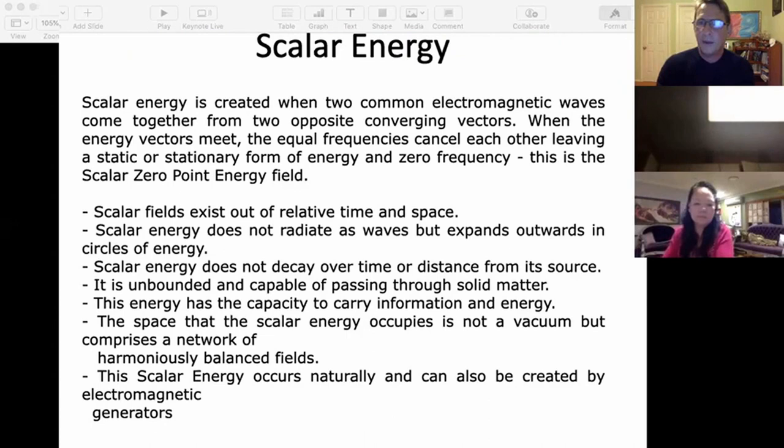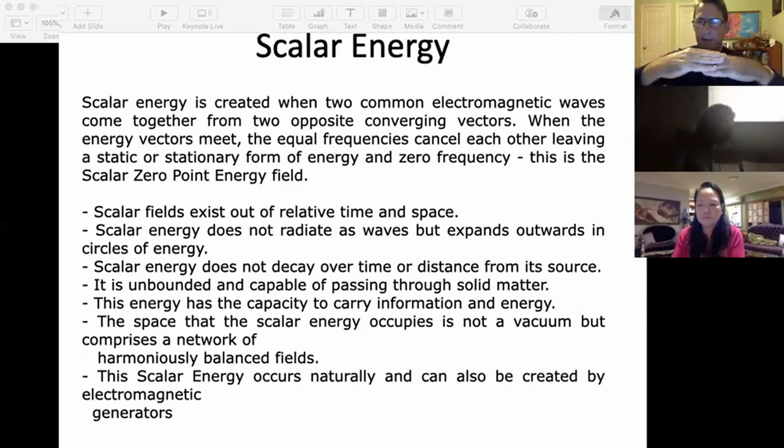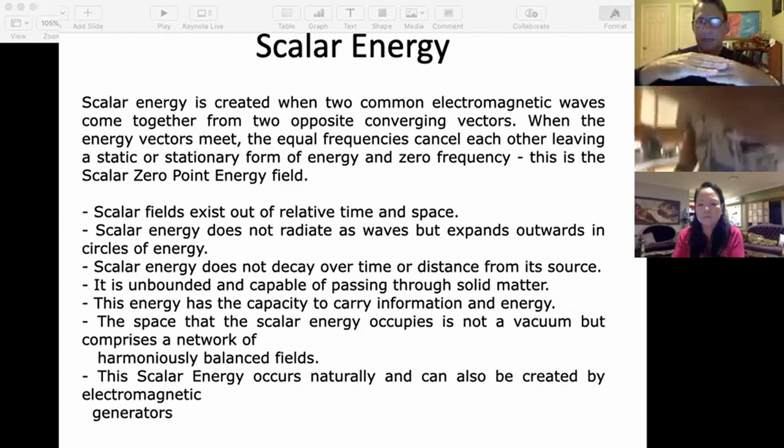Basically, they're created when you get two electromagnetic waves that are coming from opposite directions, converging and completely matching in their frequencies and their wavelength. As they come in and overlap, they neutralize each other. So the electromagnetic component is neutralized, but that leaves behind what we call a zero frequency or a scalar zero point energy field, which results in these scalar waves.